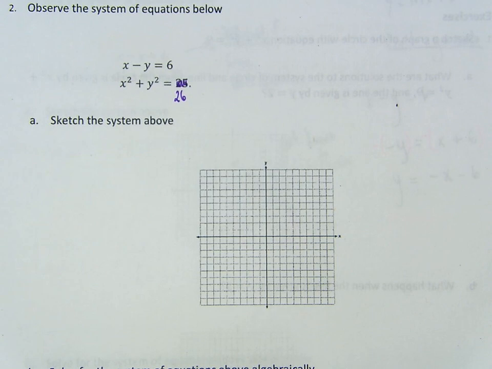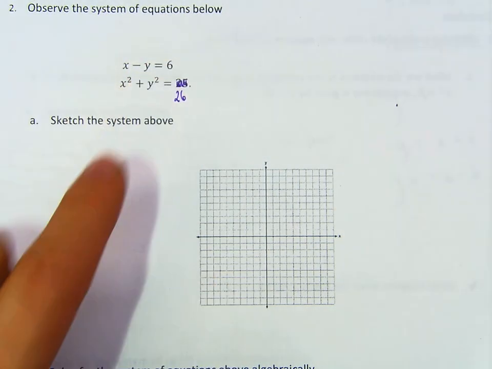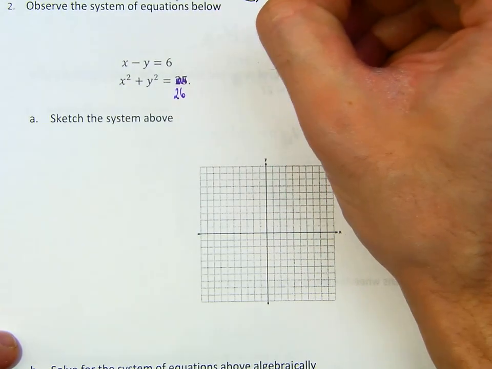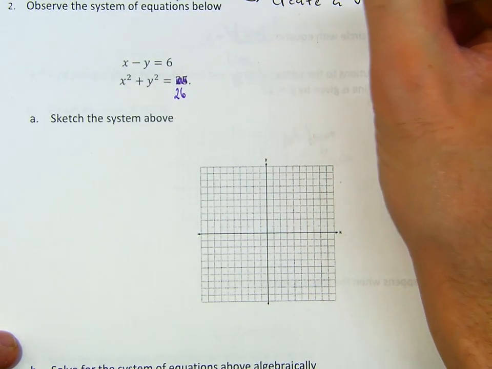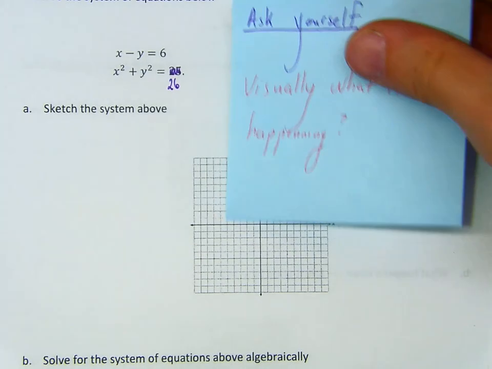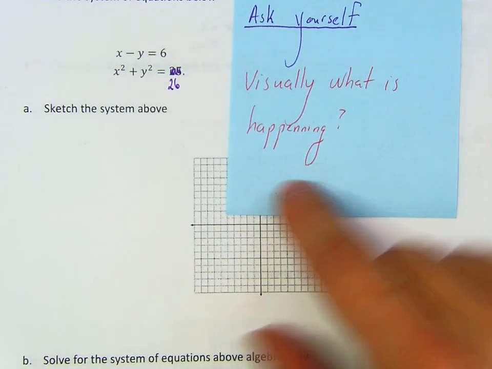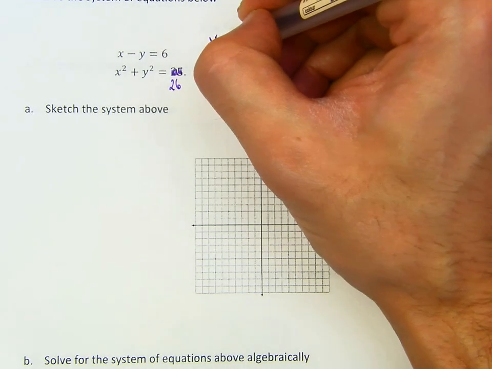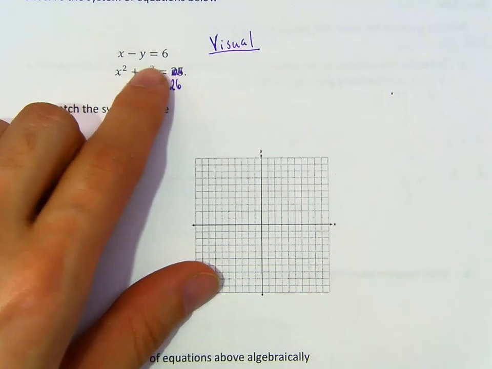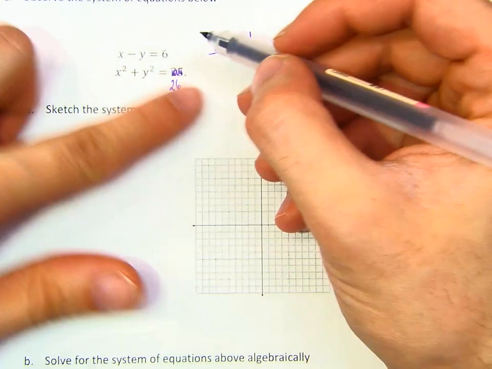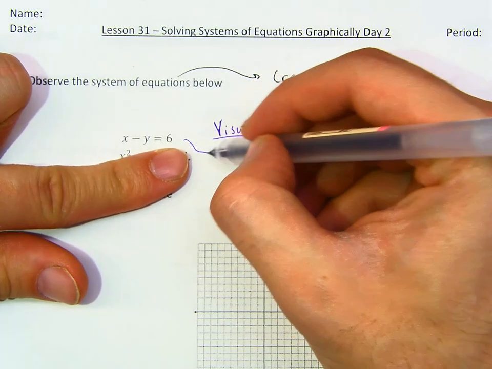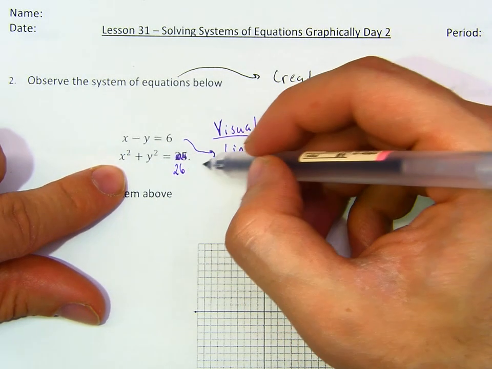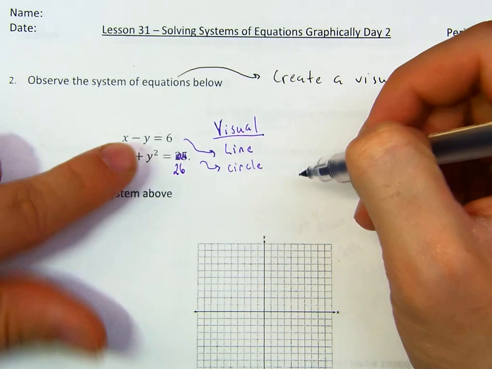What's the general idea of what's happening? Here it says observe the system of equation. So when we have a system of equation, you have to create a visual, okay? You have to ask yourself, visually, what is happening? So what is the visual of x minus y equals 6, right? What does this look like over here? This has to be a line, okay? What about this equation over here? This has to be a circle, okay?